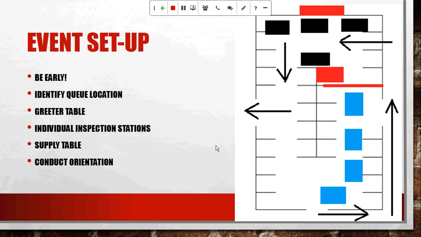Also, during your event setup, you want to conduct an orientation. Now, your orientation is going to be very brief, probably 5 to 10 minutes or even less. And you want to have your orientation directly before you begin your checkpoint. And this orientation will be conducted by the coordinator. So this meeting will inform volunteers of basic housekeeping, like where the restrooms are, where they can take a smoke break if necessary. You're going to describe the flow of traffic.